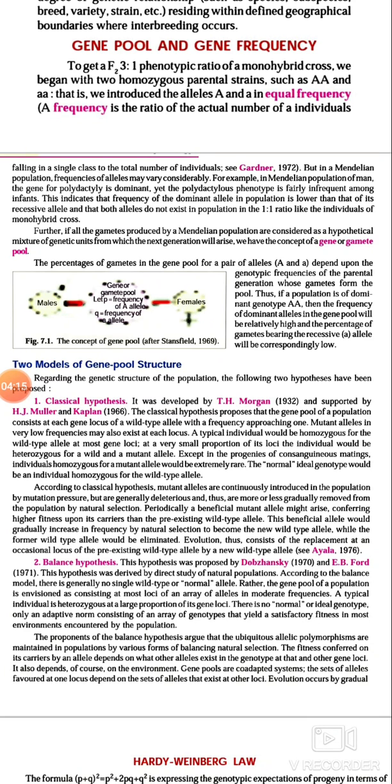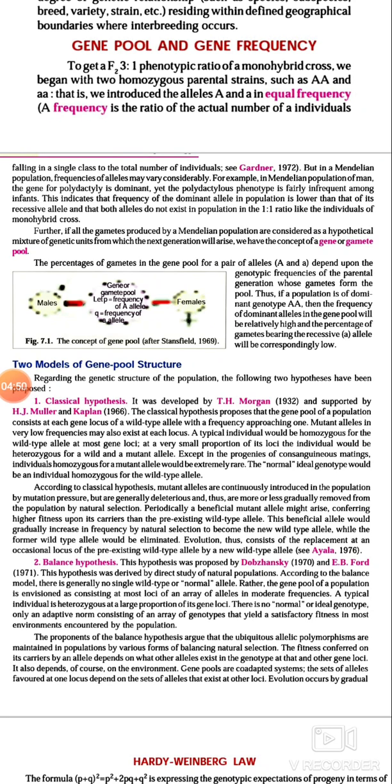Two models of gene pool structure. First is the classical hypothesis. It was developed by T.H. Morgan in 1932 and supported by H.J. Muller and Kaplan. The classical hypothesis proposes that the gene pool of a population consists of a gene locus of a wild-type allele with a frequency approaching 1. Mutant alleles in very low frequencies may also exist at each locus.